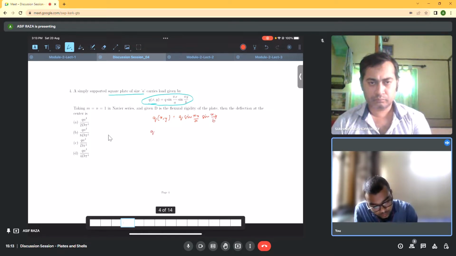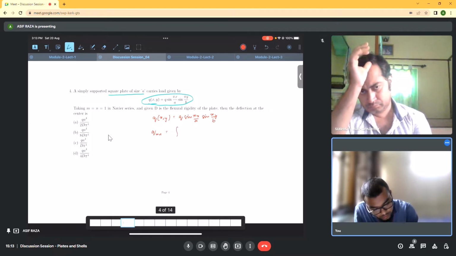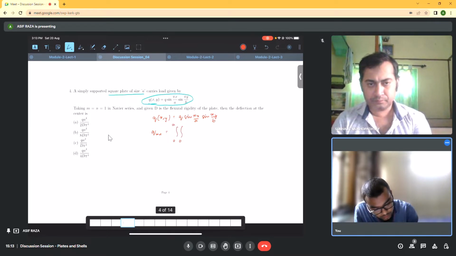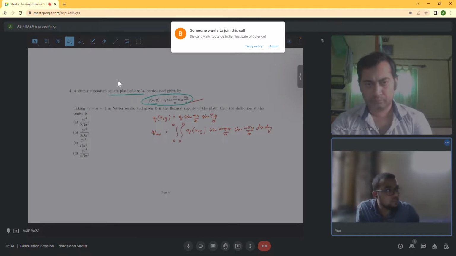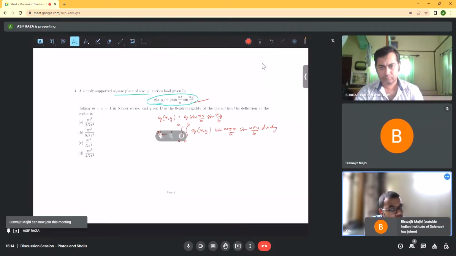So we know if we take it, we have Qmn as integral 0 to a, 0 to b, q(x,y) sin(m pi x by a) sin(n pi y by b) dx dy. We have in this case a square size plate, so b equals a.